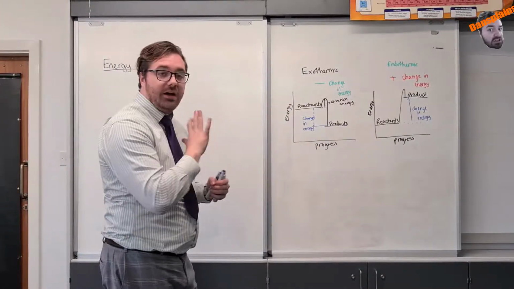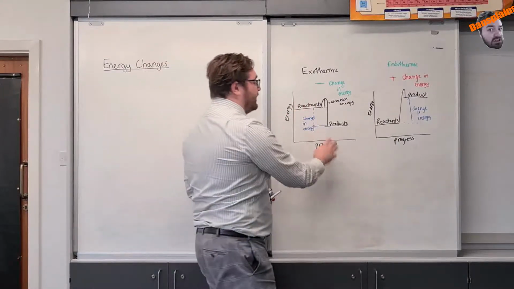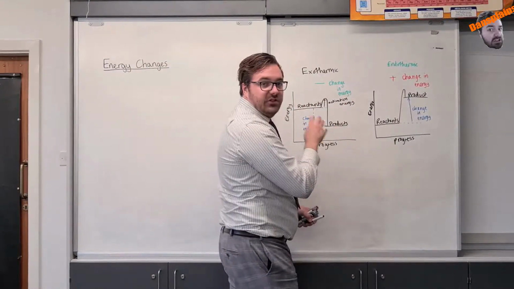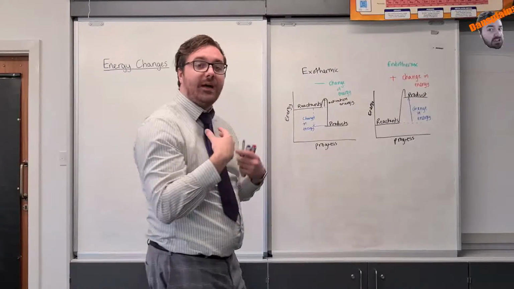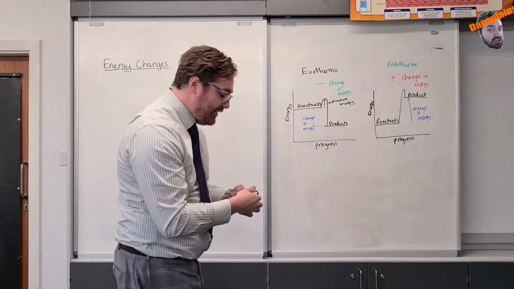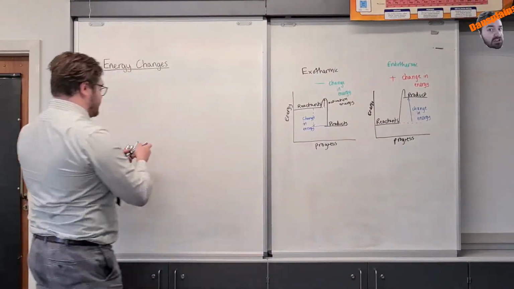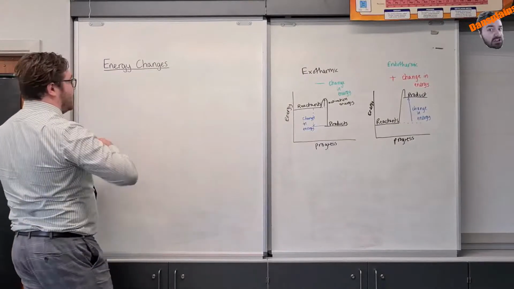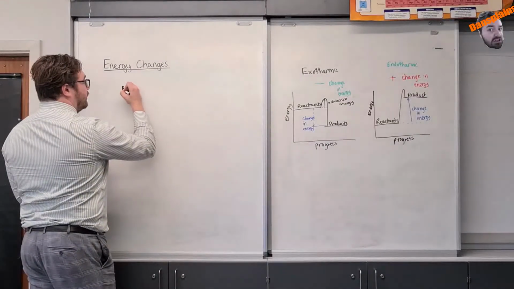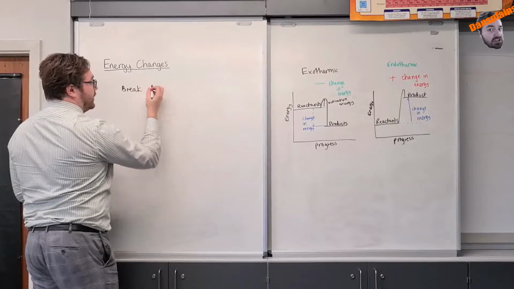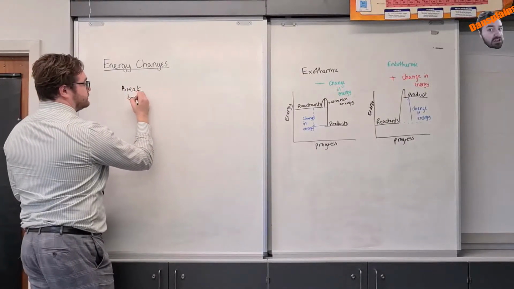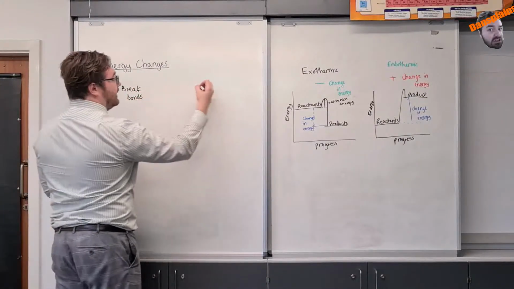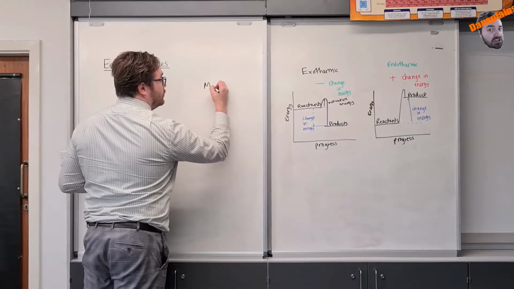Now, for higher tier, we have to work out how this happens and how we can use this information in the reaction profile to tell us what happens. Now, in all reactions, there is a breaking of all the bonds. So all bonds break, and then new bonds are made.